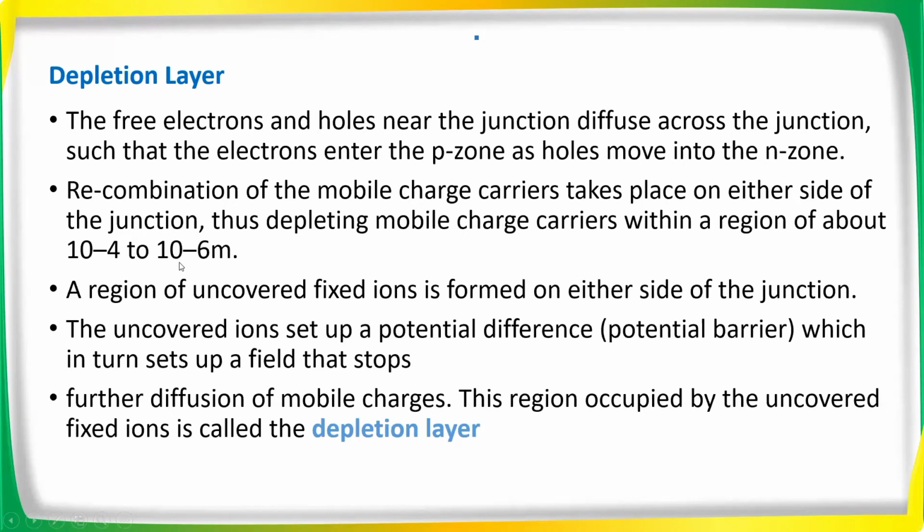I forgot to put that as a superscript: 10 to the power of -4 to 10 to the power of -6 meters. A very small region. A region of uncovered fixed ions will be formed on the other side of the junction. So we call this part, it sets up what we call a potential barrier.